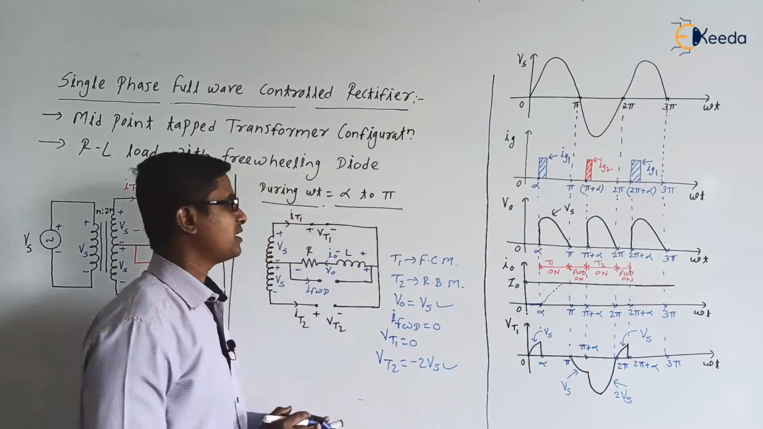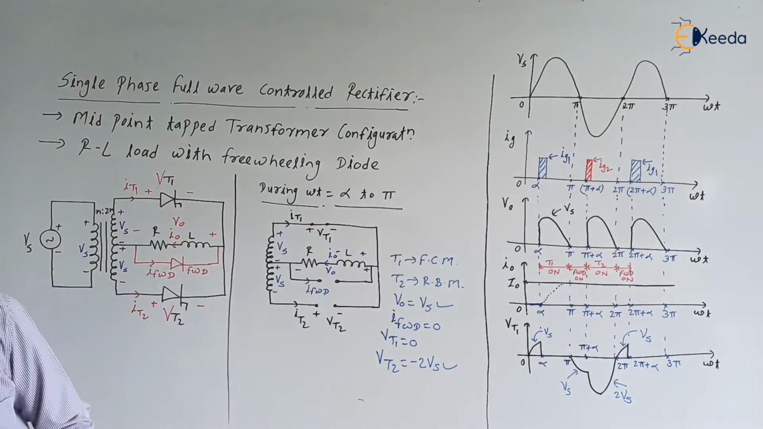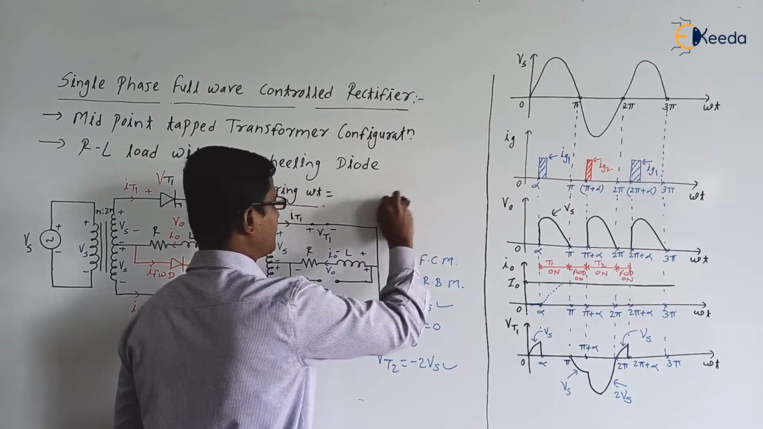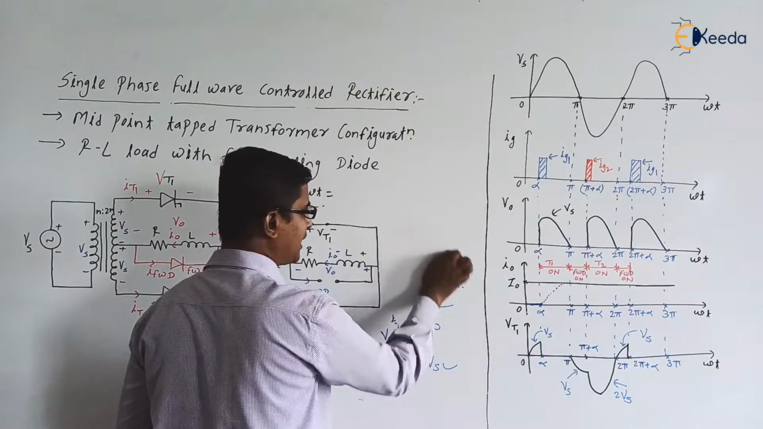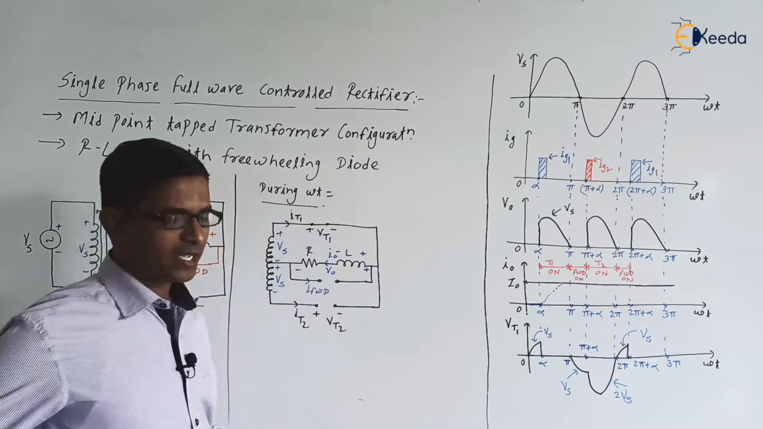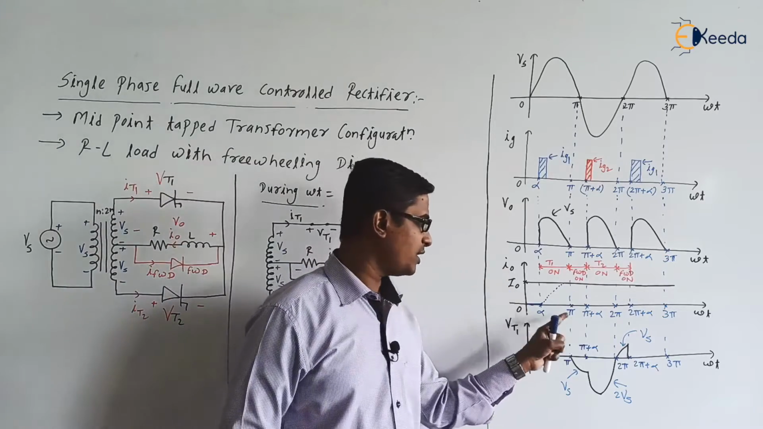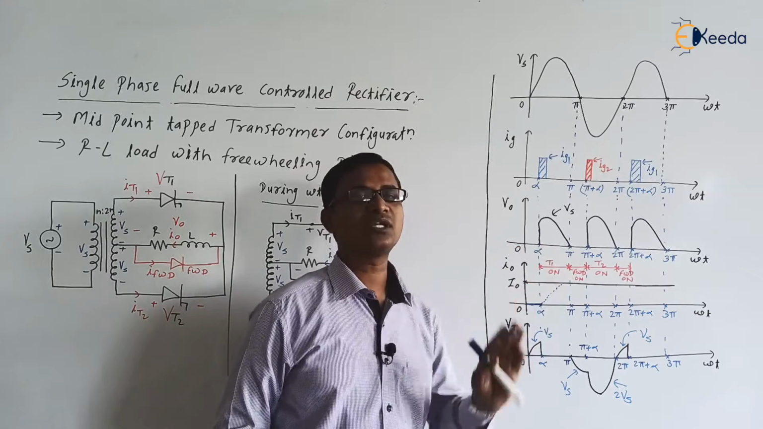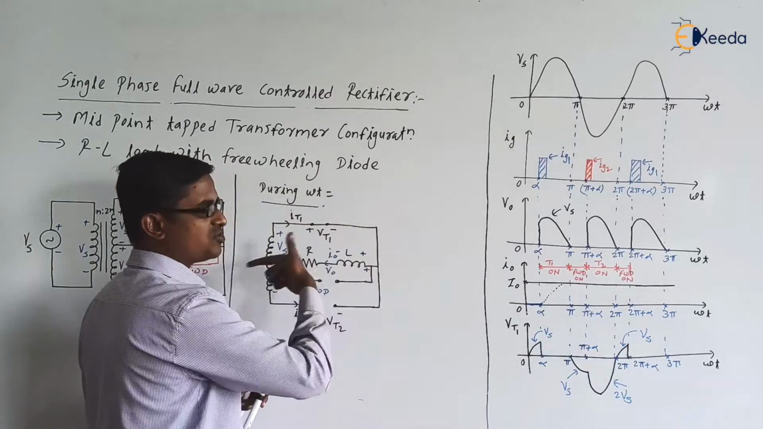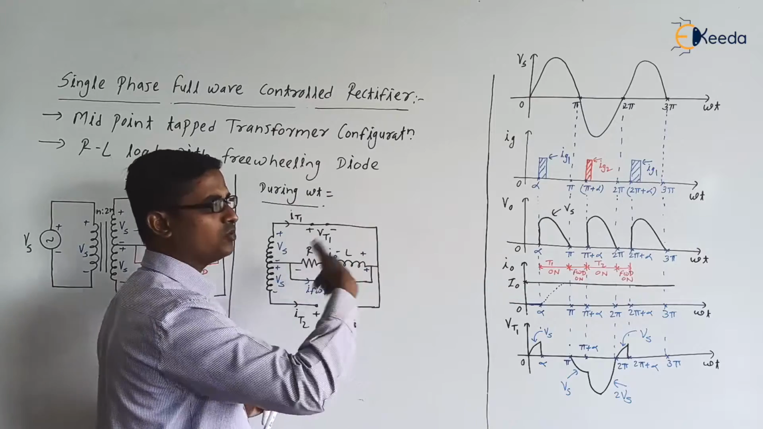Next, after pi till pi plus alpha, what will happen? Let us discuss. From alpha to pi, the inductor has stored the energy. At omega t equal to pi, if you check the current flowing through the inductor, that is the load current, it is a constant current I0 and it is a positive current. It means the current direction is from right to left.